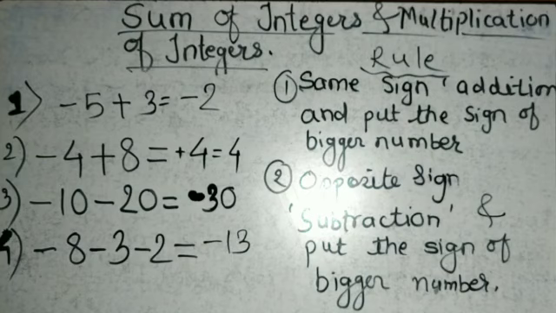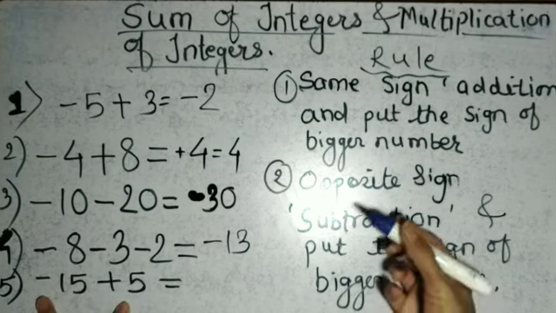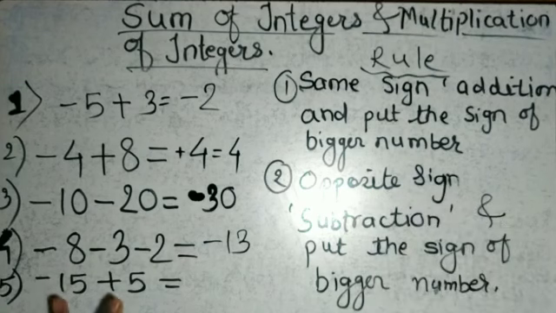One or two more examples we will give. We will take -5 minus 15 plus 5. What will be the answer for that? Opposite sign, subtraction. So for opposite sign we have to do subtraction. 15 minus 5 is 10, and put the sign of the bigger number.